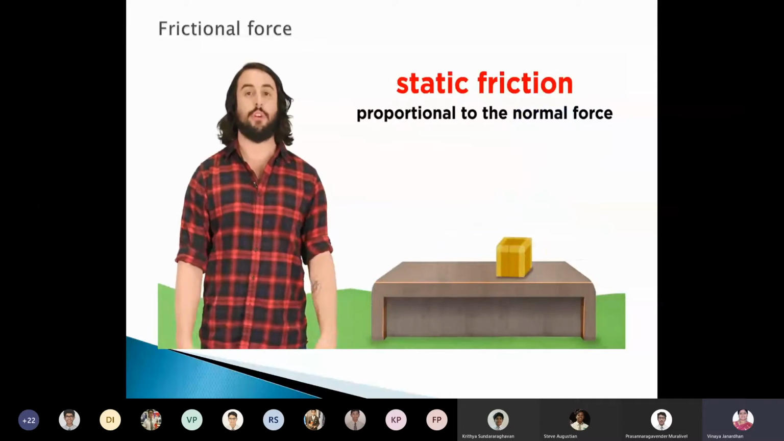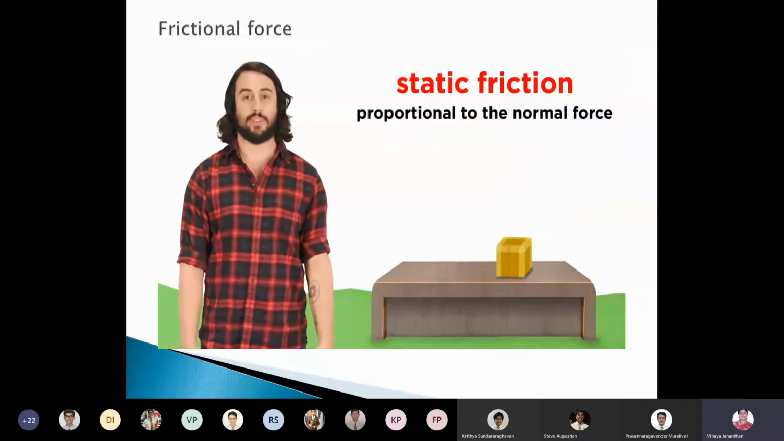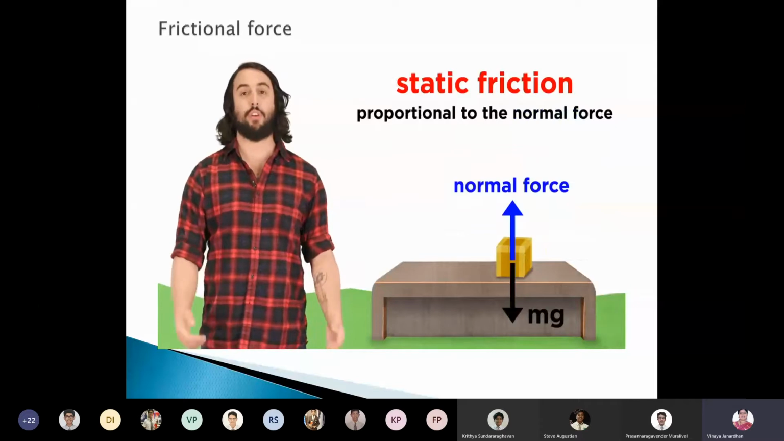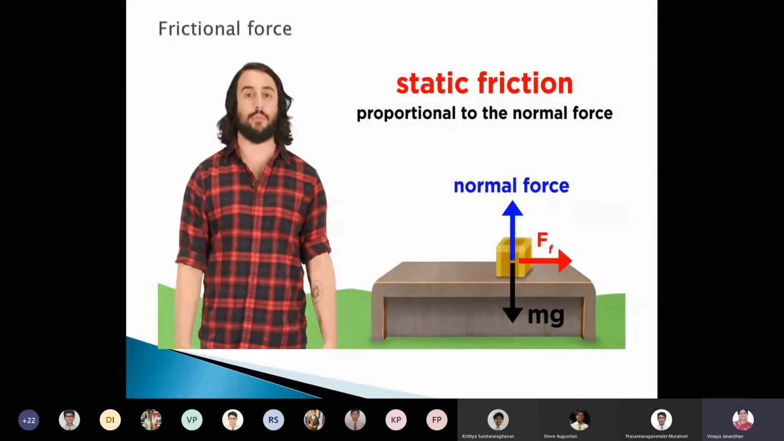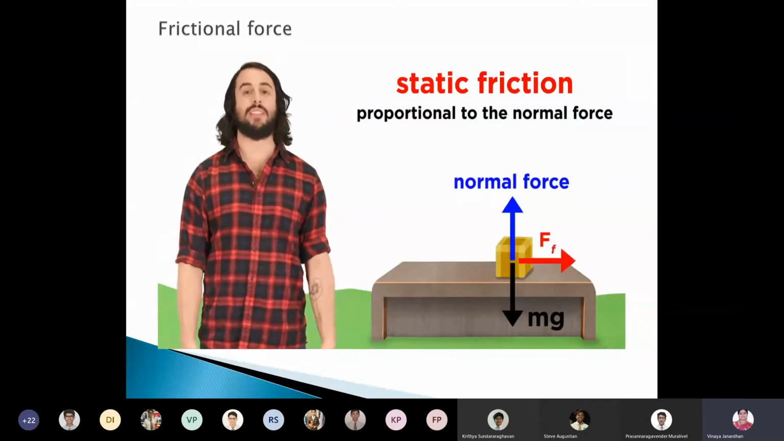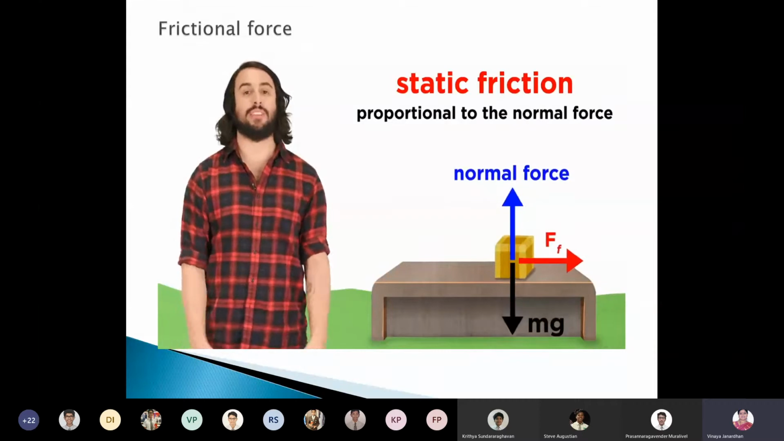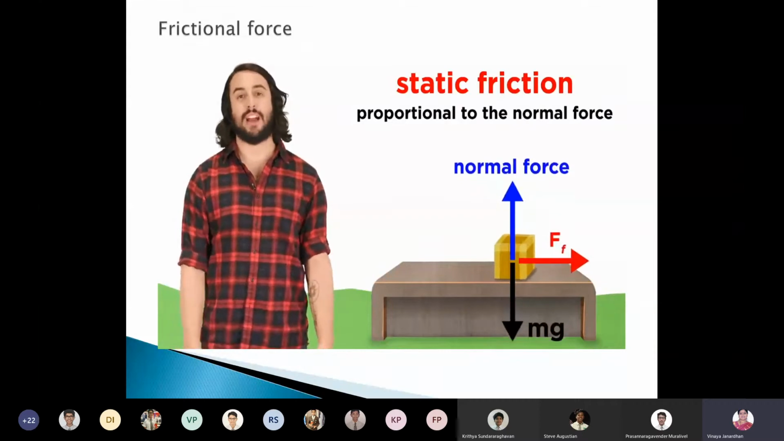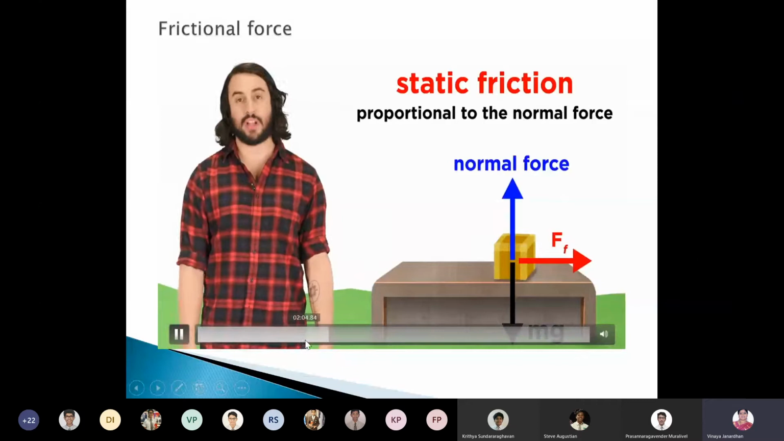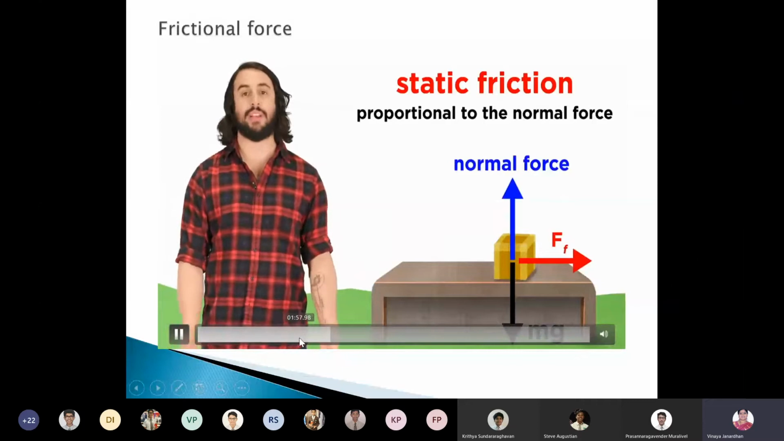This frictional force is proportional to the normal force, so the heavier the object, the greater the normal force, and the greater the frictional force. This is because as the weight of the object increases, the harder it presses down on the surface, which will increase the number of contact points between the object and the surface.